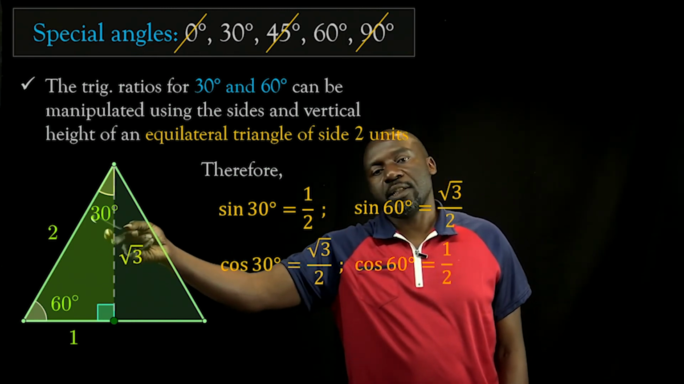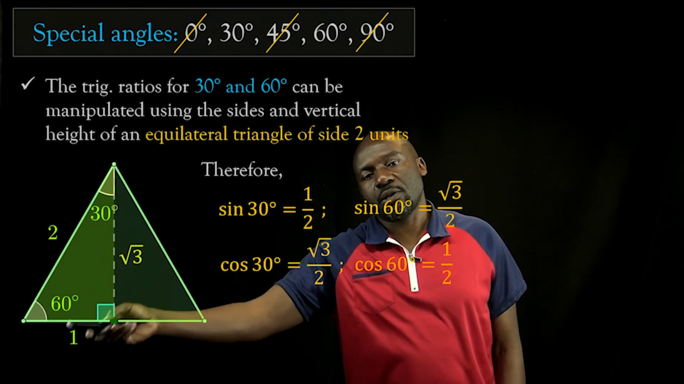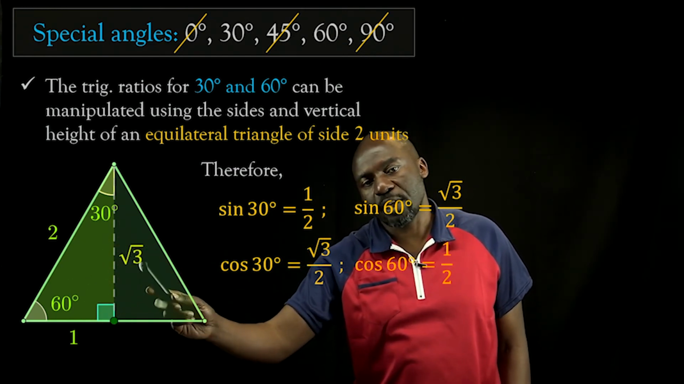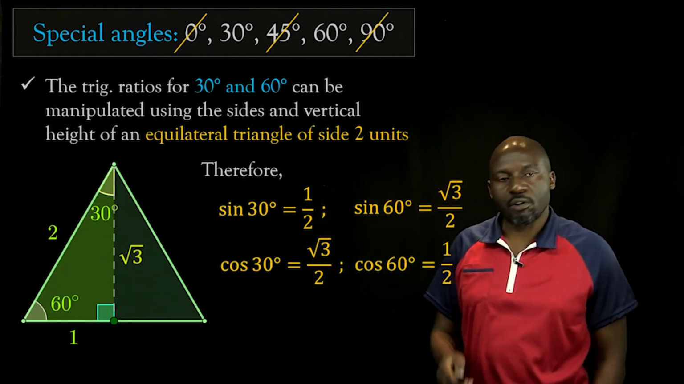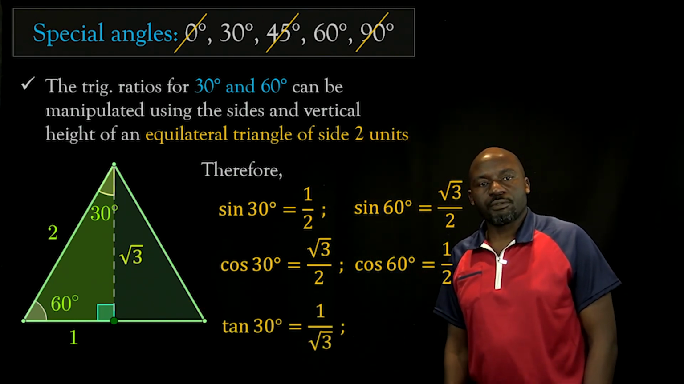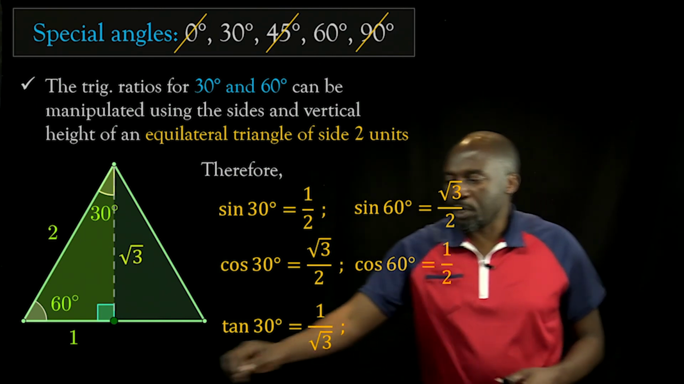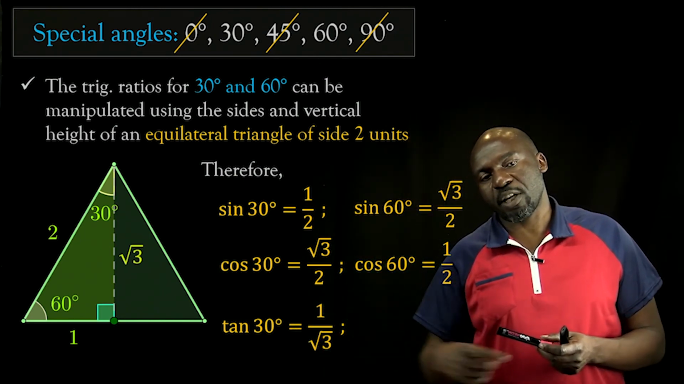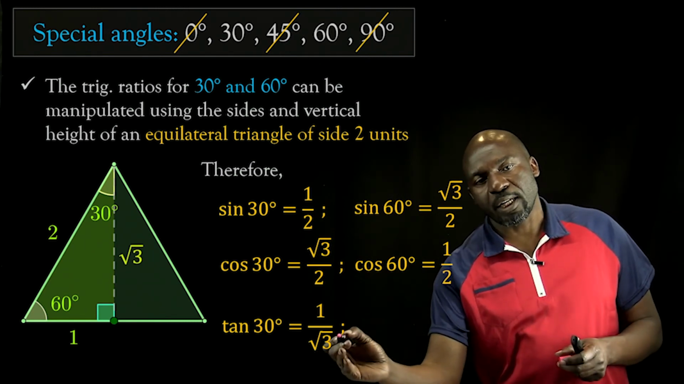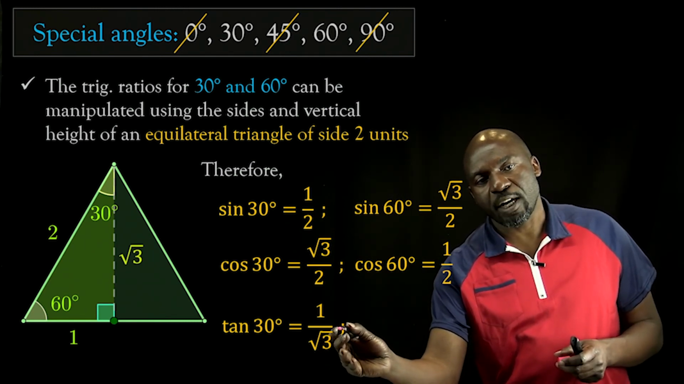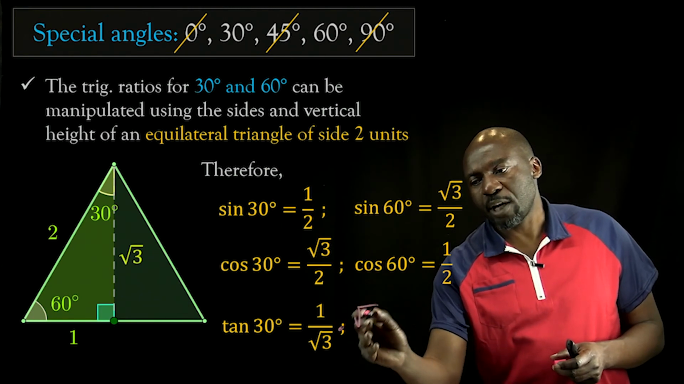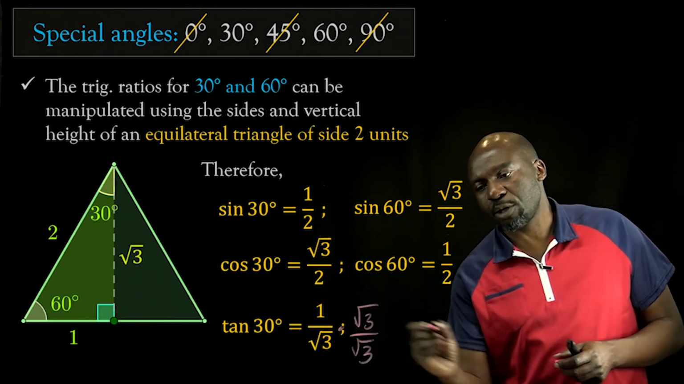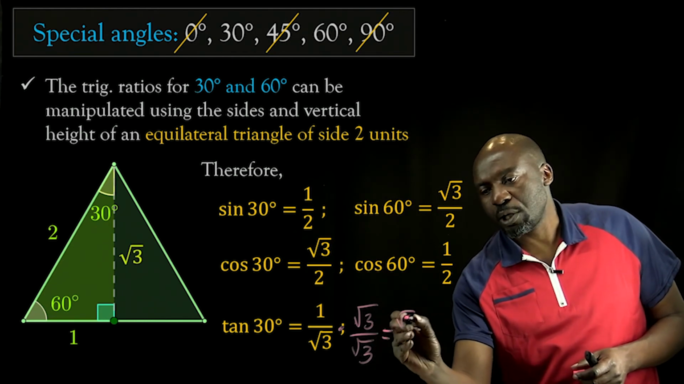Tangent of 30, tangent of an angle is opposite over adjacent. So tan of 30 is the opposite to 30 over the adjacent to 30. That is 1 over root 3. So tan of 30 is 1 over root 3, which we can also, again, if we wanted to get rid of that irrational number in the denominator, then we can again multiply and divide. We can multiply by root 3 and divide by root 3. Hope that is visible. And that gives us root 3 over 3.